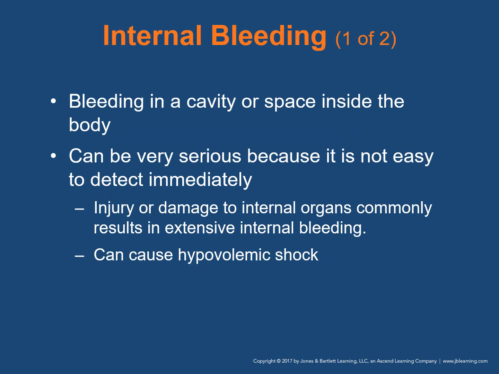So that's external bleeding. Let's talk about internal bleeding. Internal bleeding is when there is bleeding in a cavity or space inside the body and the blood does not leave the body. Our biggest concern with internal bleeding is that it cannot be easily detected and may have occurred over a period of time and become more significant before the patient even realizes there's a problem. And just like external bleeding, internal bleeding can cause hypovolemic shock.